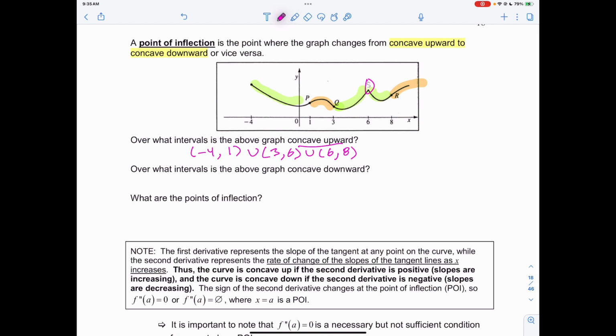When is it concave down? Well, it's concave down from P to Q, 1 to 3, and then from R, and it just seems to continue on. So from 8 to positive infinity.